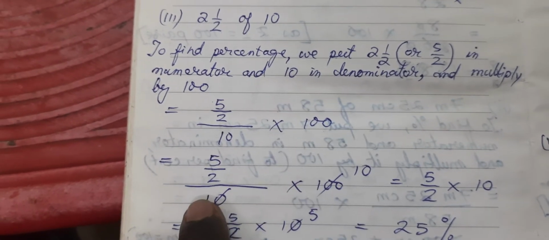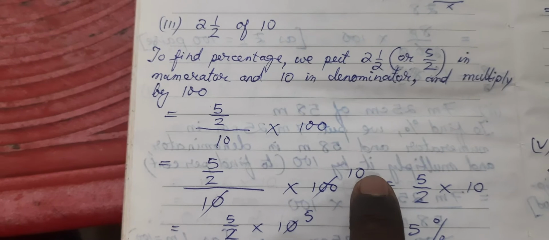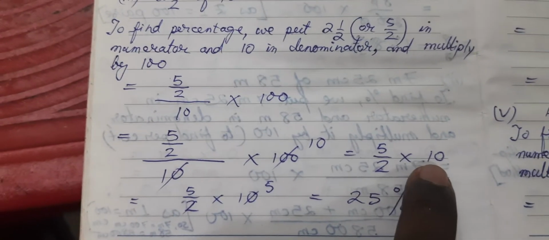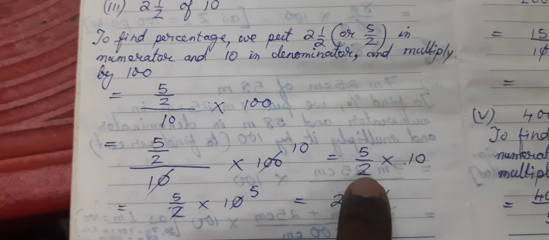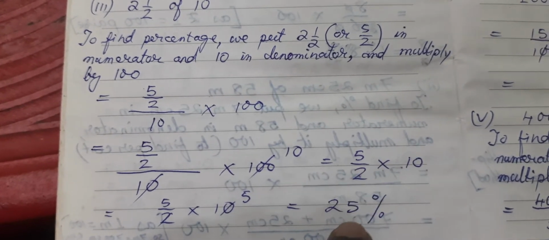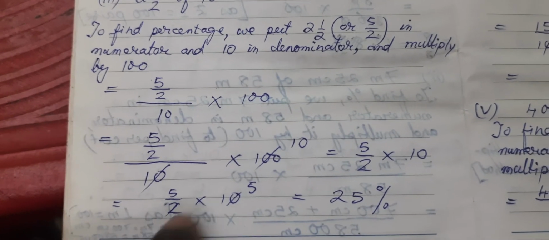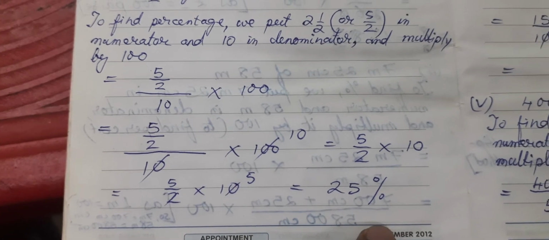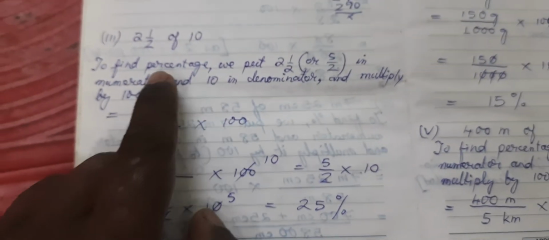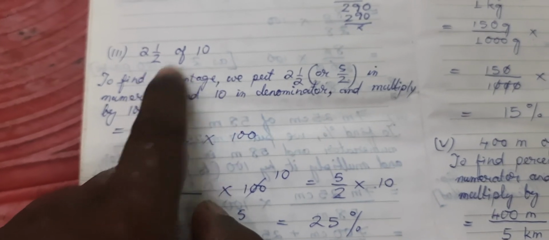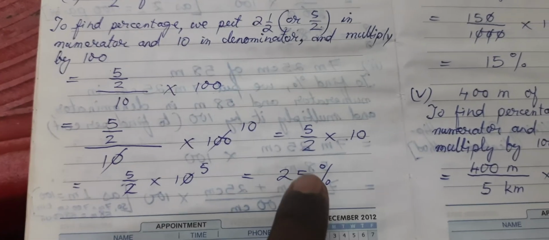10 tens are 100. So this 10 and 100 cancels, leaving 10 over here. So 10 into 5 by 2. So 2 5s are 10. That cancellation done. That 5 into 5 is 25%. So the value of 2 1 by 2 of 10, or 2 1 by 2's value in front of 10 is 25%.